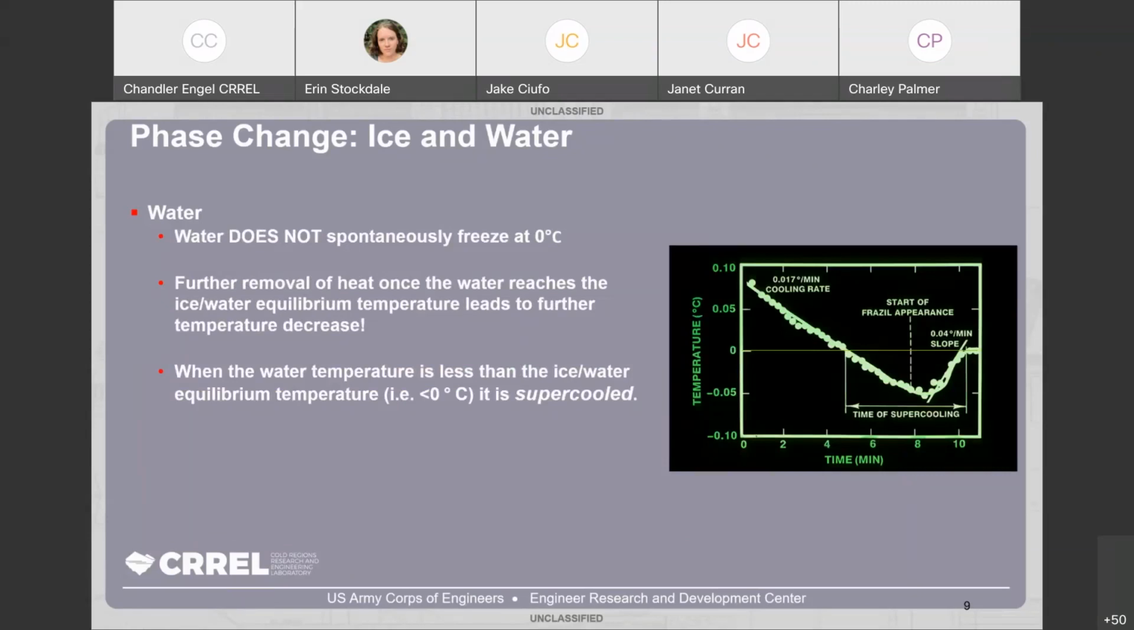So if heat is continuously removed from water, say lost to frigid air over a water surface, the temperature of the water surface will decline to the freezing point. It's important to realize that water does not spontaneously freeze at the freezing point. Once you get to zero, it doesn't just instantly turn to ice. In fact, water will continue to cool below that freezing point. We already mentioned this briefly. This is called supercooling, when water is actually colder than the freezing point.